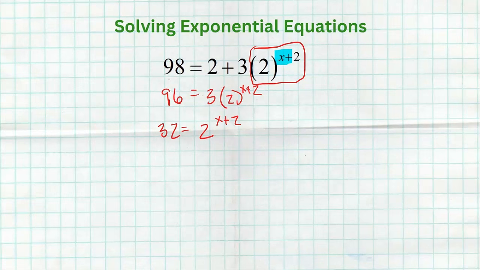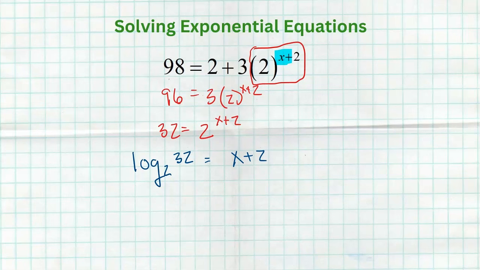Well, logarithms, of course. So I'm going to turn this into a logarithmic statement. So my base is going to be 2. I'm going to equal the exponent, and inside the log is the other side, that's the 32. So again, it's log base 2 of 32 equals x plus 2. You always equal the exponent. So I literally just turned this into a logarithmic function.